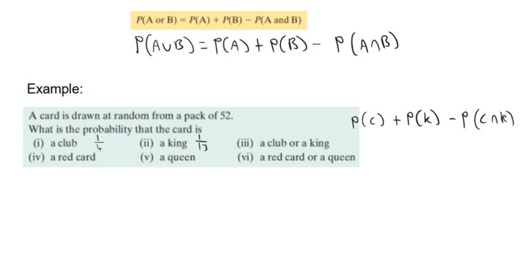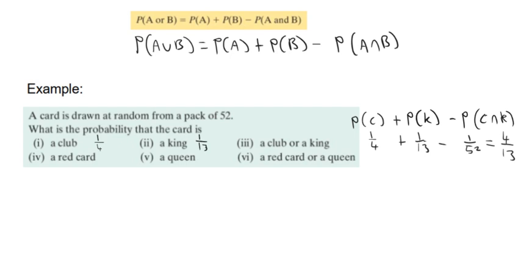So the amount of clubs in the pack is 1/4, like we found. Probability of a king in the pack is 1 out of 13, and probability of a king and a club together is, so you're thinking about how many cards are clubs and kings. There's only one card, that's the king of clubs, so that's 1/52, and if you put that in the calculator you get 4/13.